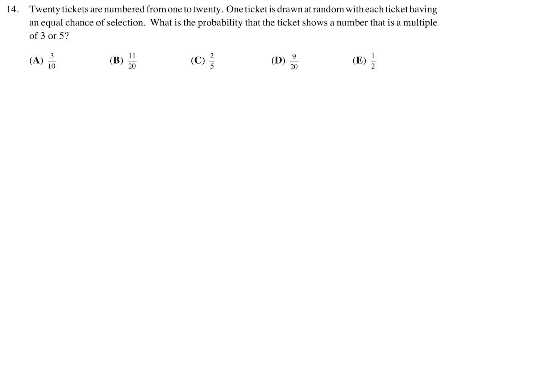20 tickets are numbered from 1 to 20. One ticket is drawn at random, with each ticket having an equal chance of selection. What is the probability that the ticket shows a number that is a multiple of 3 or 5?